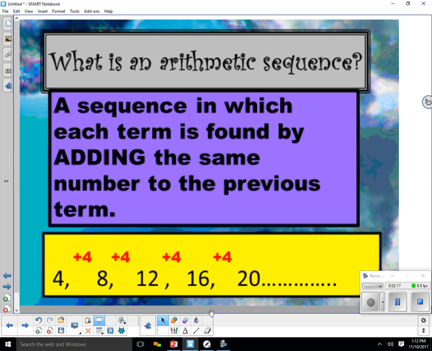And here's our example at the bottom. My sequence would be 4, 8, 12, 16, and 20. So what we noticed between 4 and 8 was we're increasing by 4. Between 8 and 12, we're increasing by 4. So each term, we're increasing by the same number. That is what makes it an arithmetic sequence. Okay?